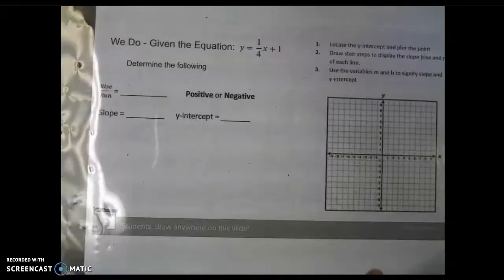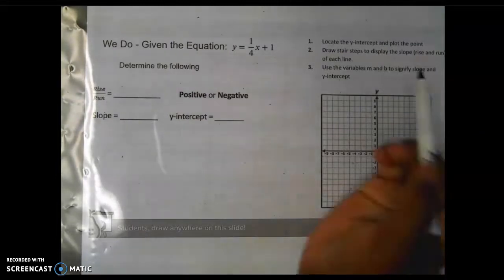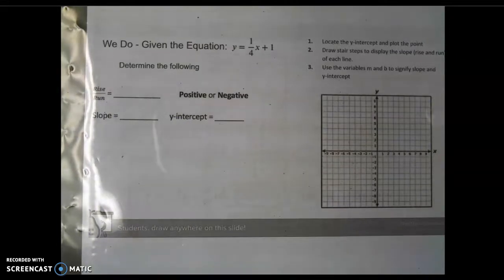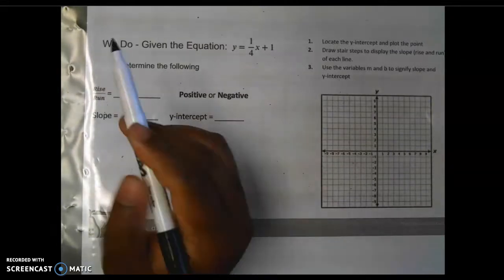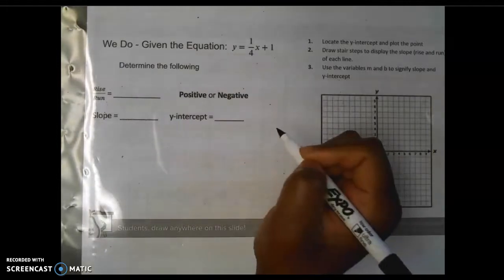Okay, so today we are going to be graphing our equations. Our first example, we have y equals 1/4 x plus 1. The first thing I am going to do is determine my rise over run, my slope, my y-intercept, and if my line is positive or negative.